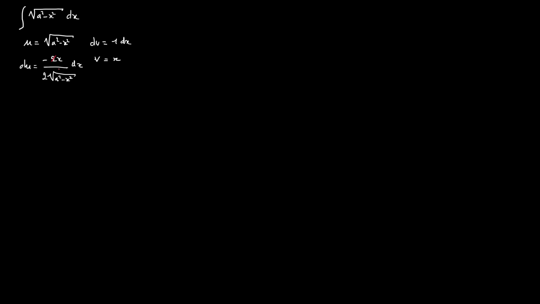These two can neatly cancel each other out, and let's see what we get if we fill this in. We get that this is equal to u, so the square root of a squared minus x squared, times x, minus the integral of x times x over the square root of a squared minus x squared dx.